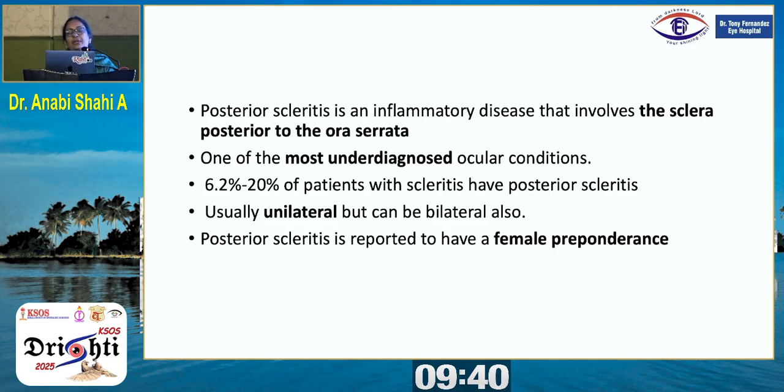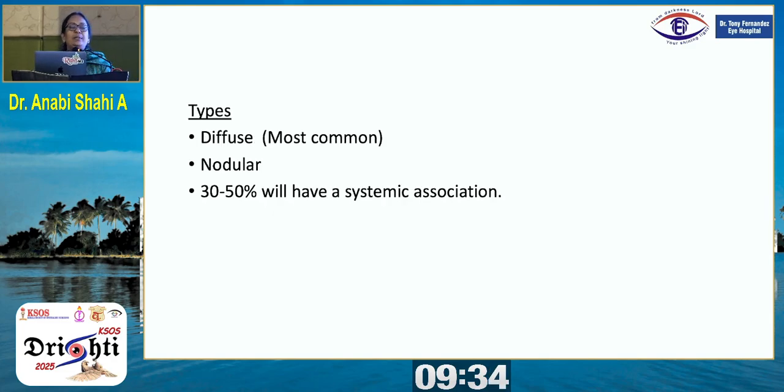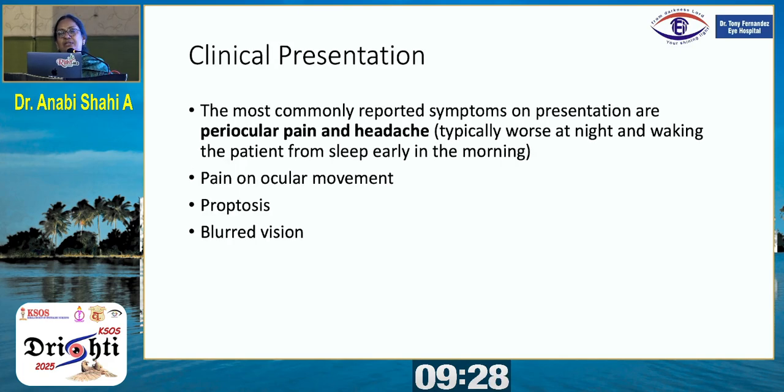It is usually unilateral but can be bilateral also, with a female preponderance. There are two types: diffuse, which is most common, and second is nodular. 30 to 50% will have a systemic association. The most common clinical presentation is periocular pain and headache, typically worse at night and waking the patient from sleep early in the morning. Then there will be pain on ocular movement, proptosis, and blurred vision.